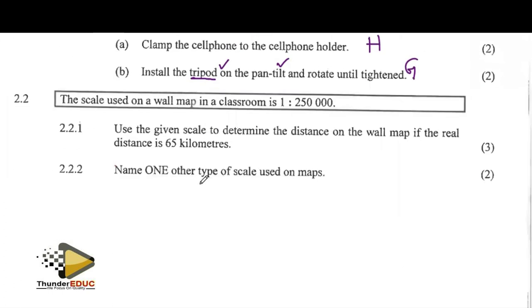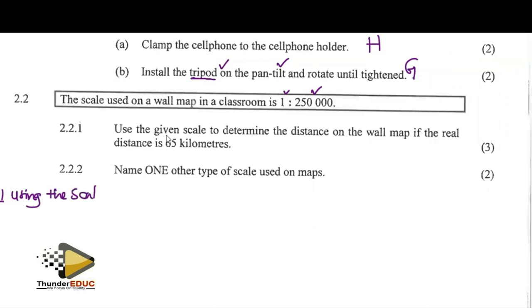Anyway, let's continue. Use the given scale to determine the distance on the wall map if the real distance is 65 kilometers. All right, the scale given to us is a number scale, or someone can call it a ratio scale. It simply means one unit on paper equals 250,000 units in real life. Guys, I'm answering question number 2.2.1.